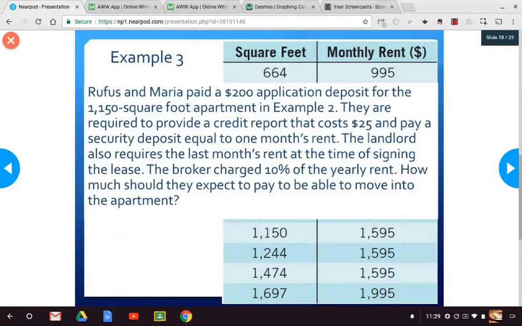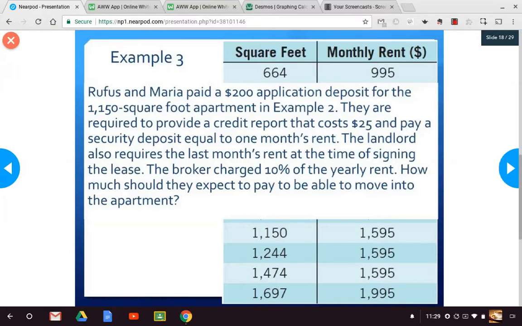In this video, we're looking at how much Rufus and Maria are going to have to pay to be able to move into their apartment. We know that they had to pay a $200 application fee. We know that they had to pay $25 for their credit report. They have to pay a security deposit that's 1 month's rent. They have to pay last month's rent at the time of lease, and their broker is charging 10% of the yearly rent. We also know that they have a 1,150 square foot apartment.